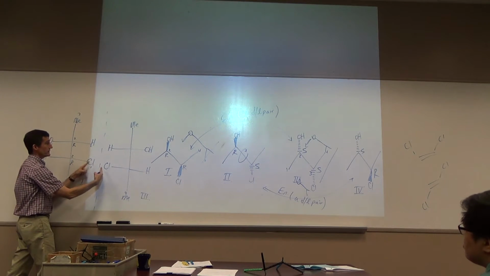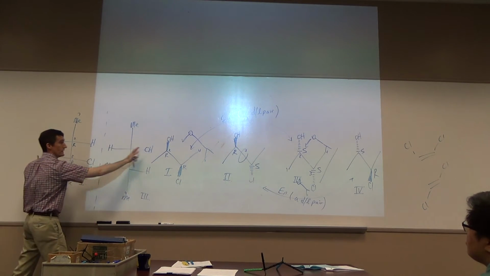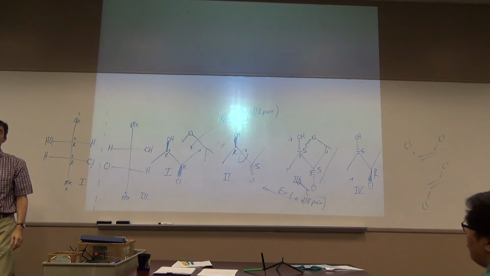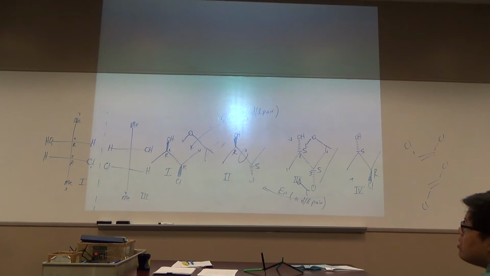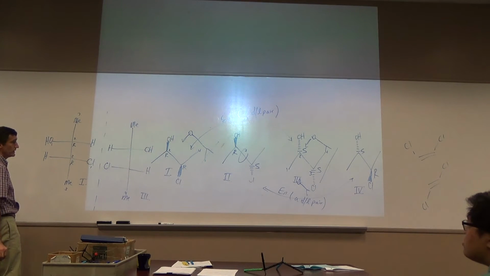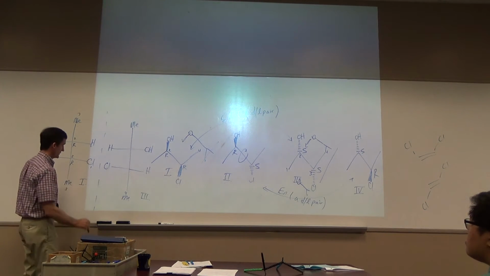Chlorine coming towards each other, OH going away. One of the powers of the Fisher projection is it's much easier to see things like mirror imaging. It's also much easier to find planes of symmetry once we start doing that. Okay? These are enantiomers. This is 1 and 3.